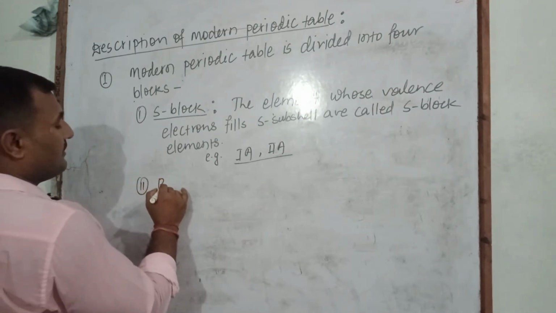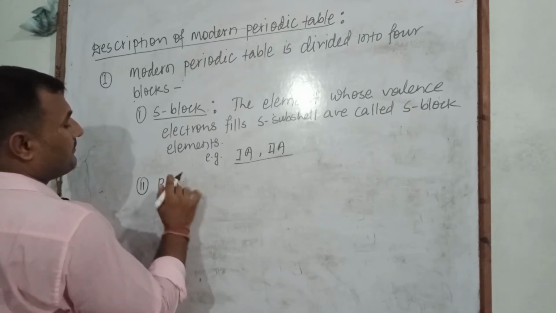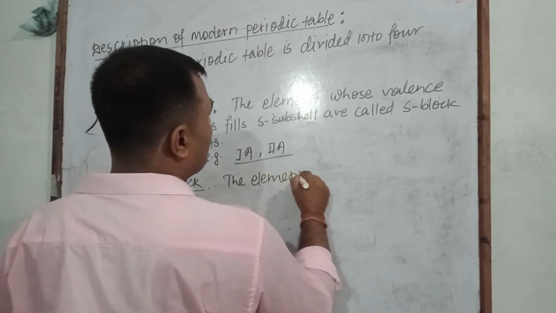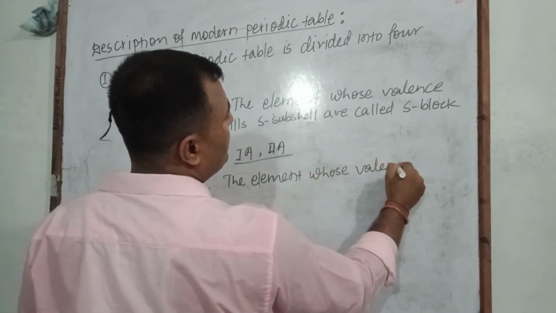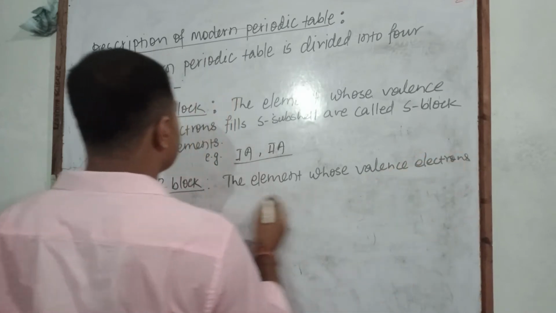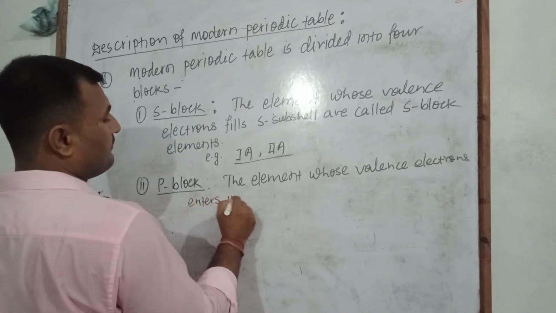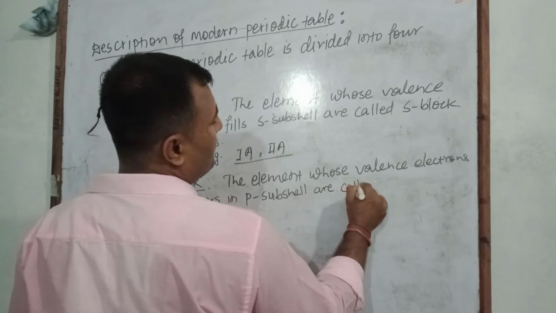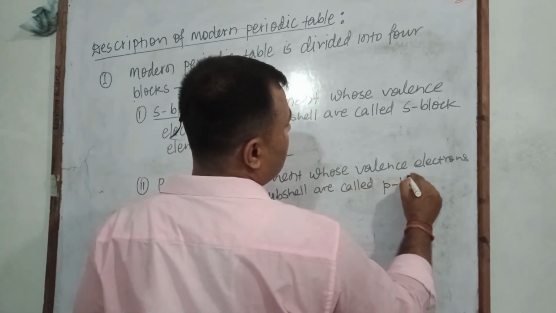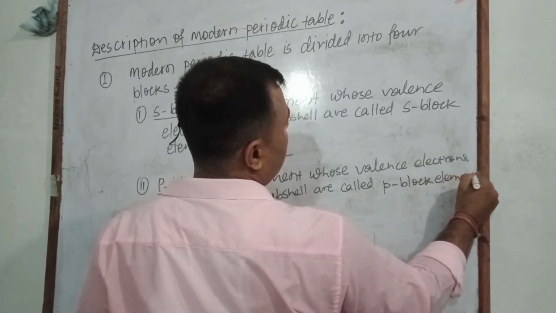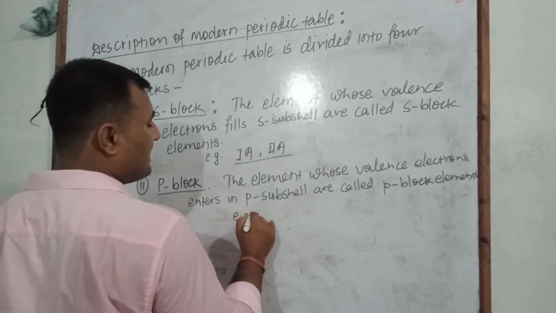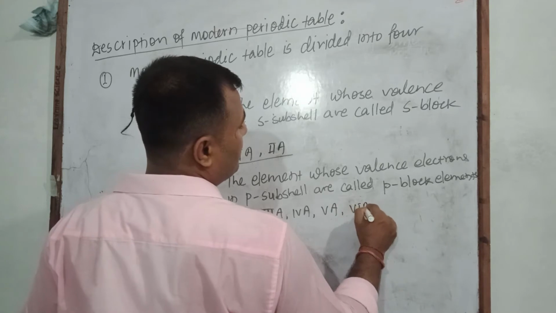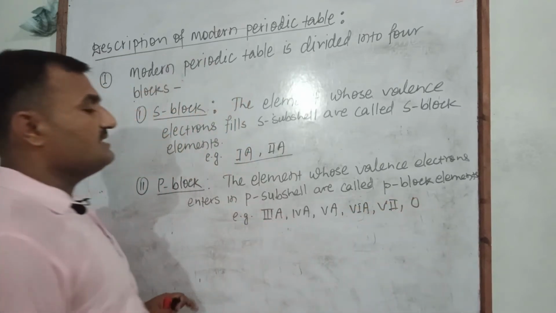The second description is the P block element. How do we define a P block element? The elements whose valence electrons enter the P subshell are called P block elements. Examples of P block elements are groups 3A, 4A, 5A, 6A, 7A, and the 0 group. These groups are called P block.